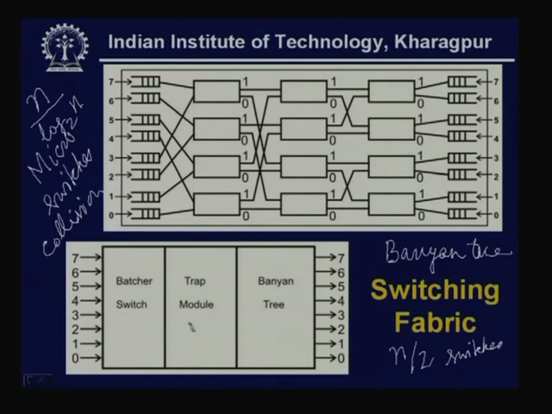This is overcome by using the trap module. The trap module will buffer them, then per tick one cell will be forwarded to the Banyan tree. In this way the Bacher-Banyan switch can perform the ATM switching, and it overcomes the limitations of the simple Banyan tree, and this kind of switching fabric can be used in implementing ATM switches.